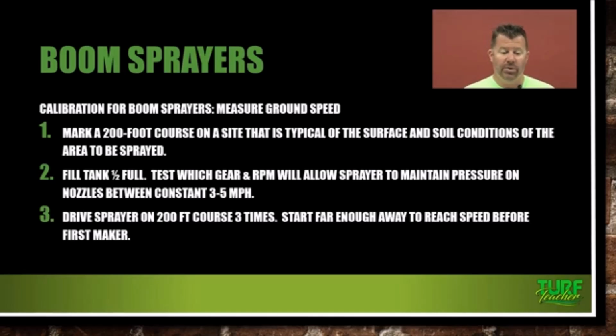Drive the sprayer on a 200-foot course 3 times. Start far enough away to reach speed before the first marker. So you've got your course marked out. You need to get to that speed and then turn the sprayer on as soon as it hits your target spray area, the test plot area.